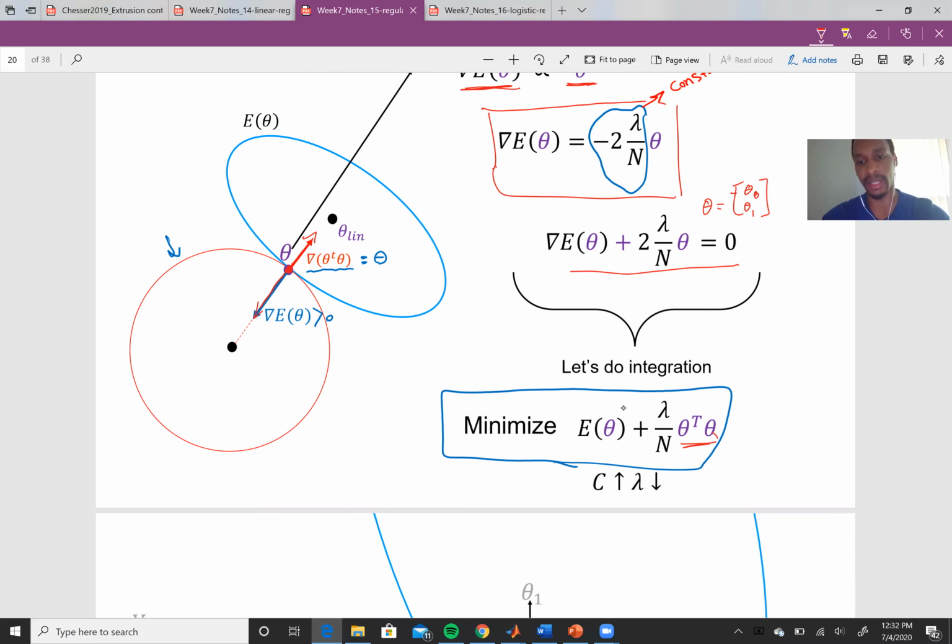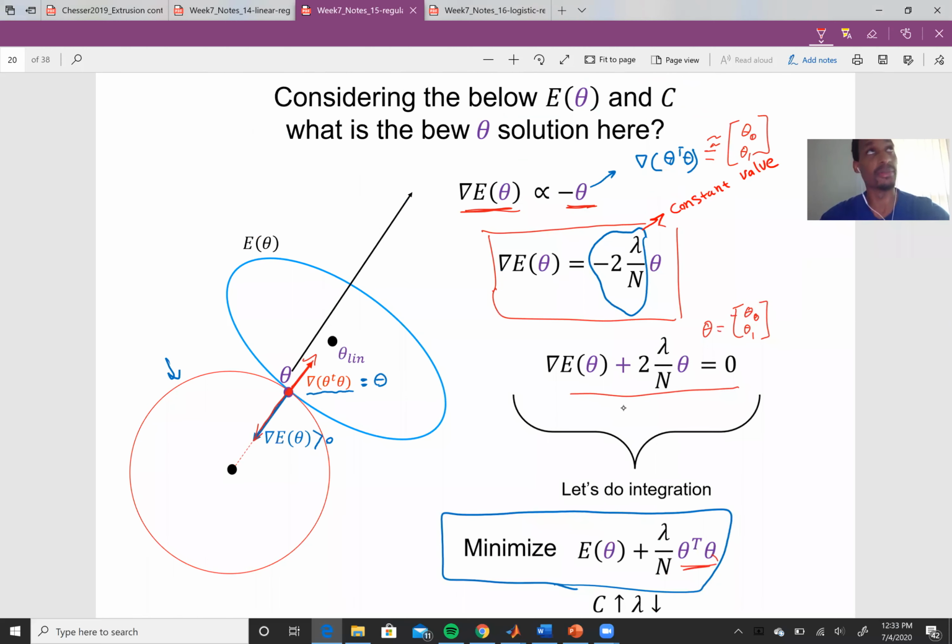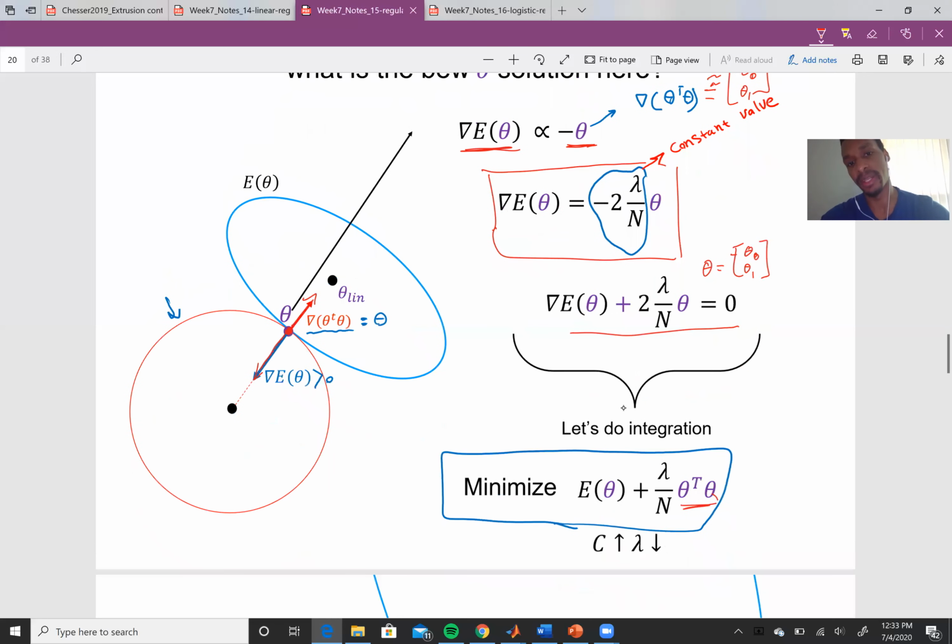So what that means is that we now get to get away from this absolute minimum, by constraining that theta has to be some value.